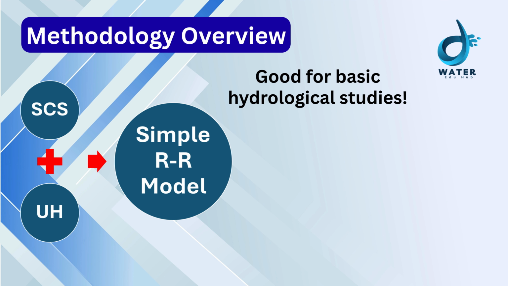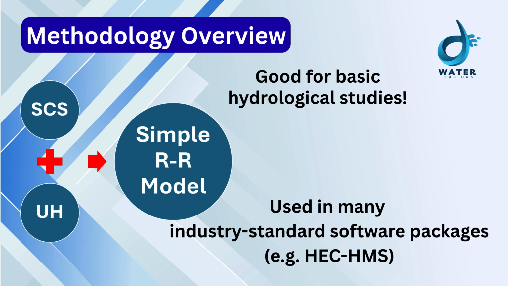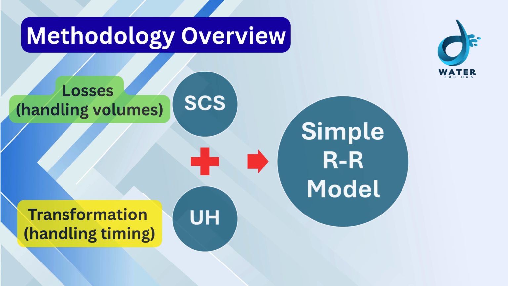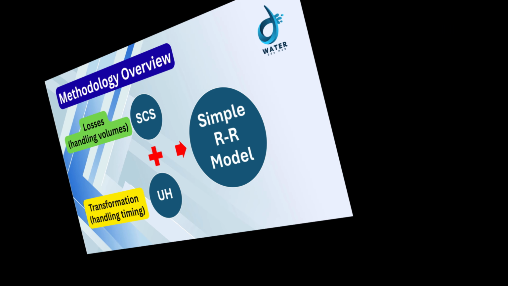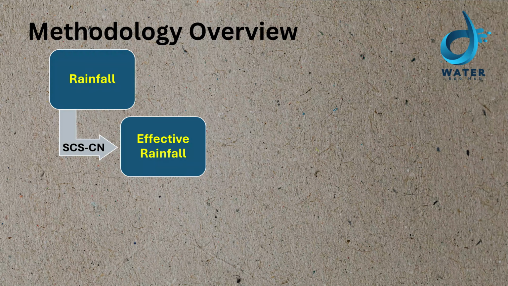Combining the SCS Curve Number method and the unit hydrograph is the default configuration for basic hydrological studies in many industry standard software packages such as HEC-HMS. This approach separates the rainfall runoff process into two key components, losses and transformation. In this exercise, we first convert rainfall into effective rainfall using the SCS Curve Number method, accounting for losses such as initial abstraction and infiltration.